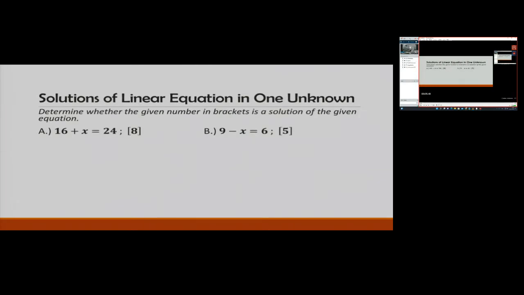Now, for letter A, 16 plus x is equal to 24. Given the value 8, is 8 a solution to 16 plus x equals 24 or not a solution? What do you think? What is the answer for letter A? Anyone? What is it, solution or not a solution?